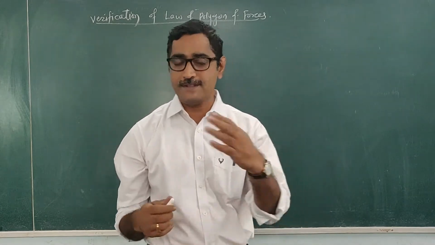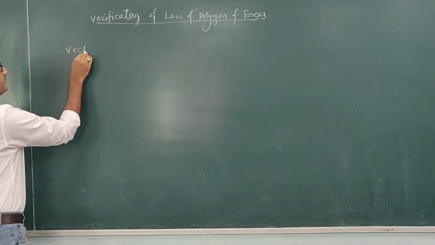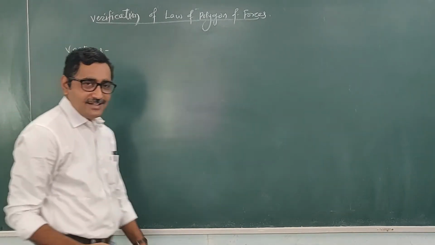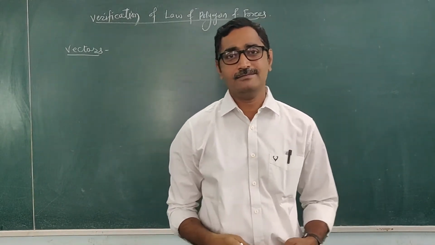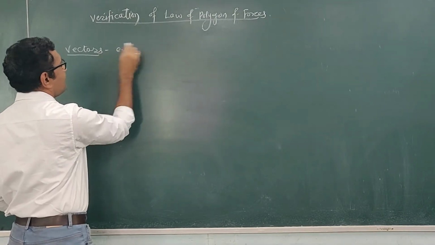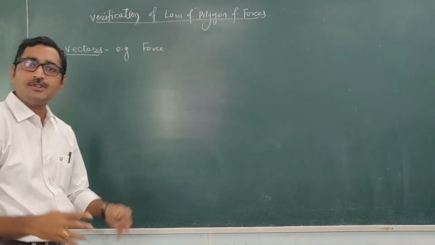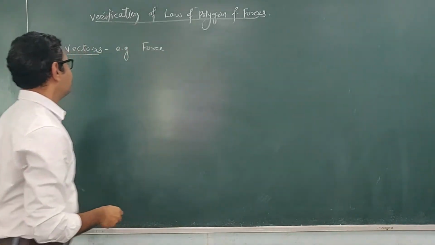of Polygon of forces. Now all of you know about scalars and vectors. A vector is a physical quantity which has magnitude as well as direction. For example, force. The example of the vector quantity is force. Force is a vector quantity. For the complete specification of the force, we require its magnitude as well as direction.